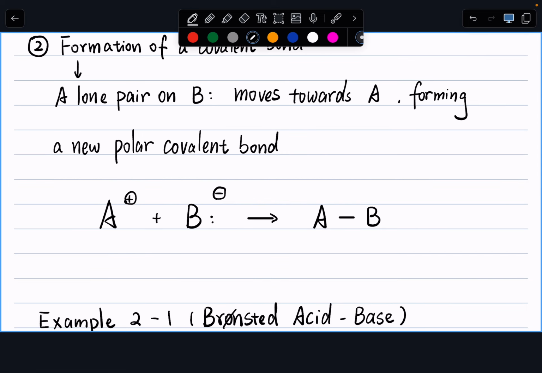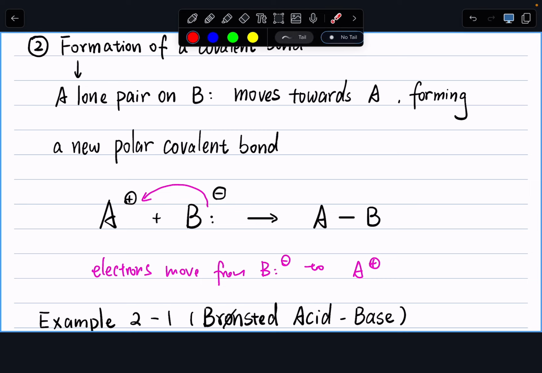So my electron pair moves from my anionic B to my cationic A, right? So the direction will be coming from B to A. We're moving the electron pair, so we're moving both electrons, and hence it is a full arrow. So that's what we end up getting, A and B.